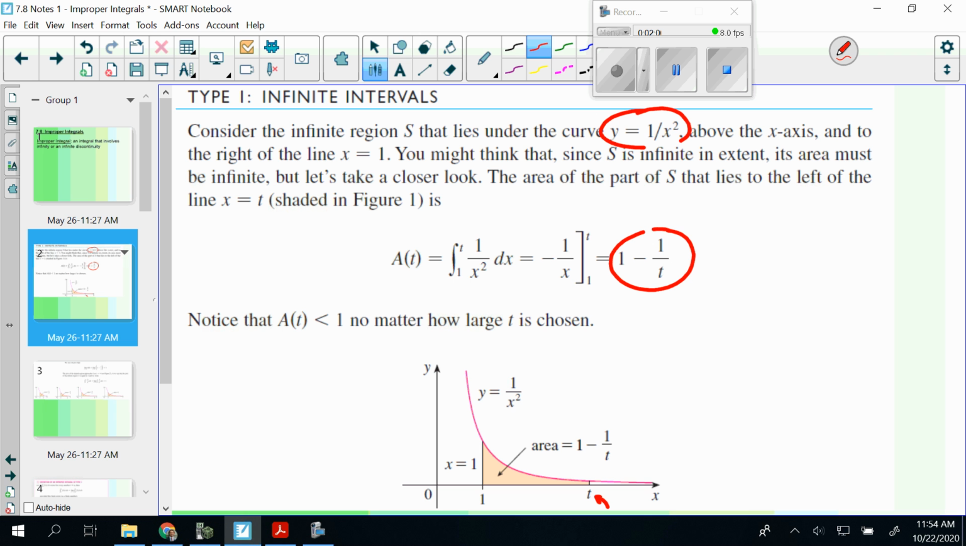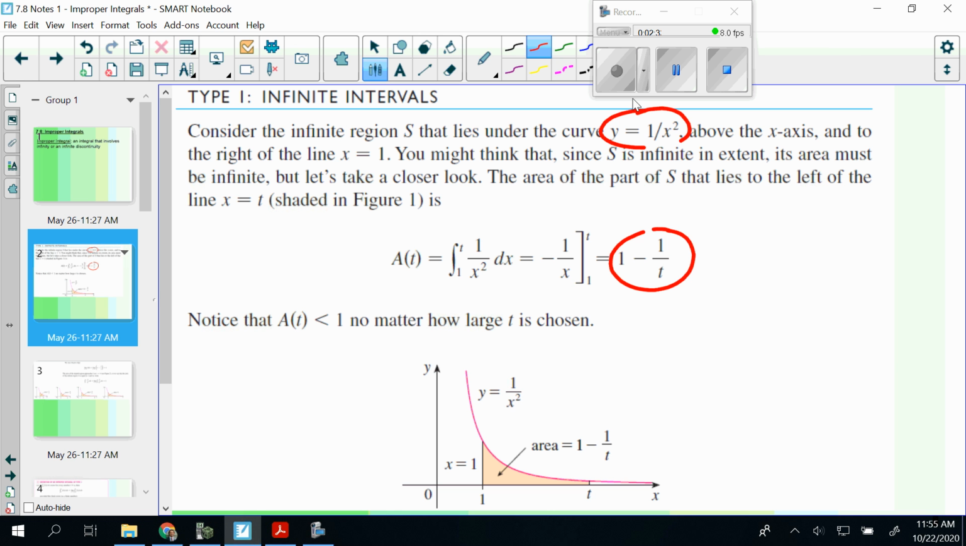So for example, if t ended up being 2, then the area would be 1 minus a half, or a half would be the area right here. If t was, let's say, 6, then the area would be 5/6 if this was from 1 to 6 here. So no matter what it is, we could figure out the area doing it that way.